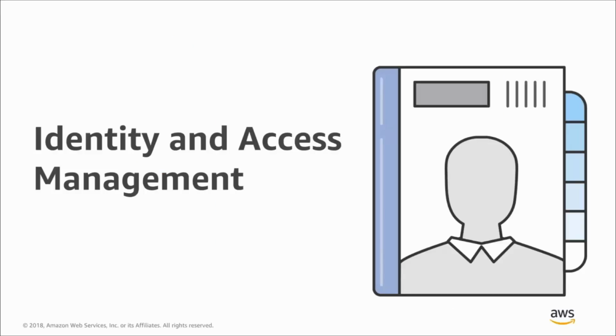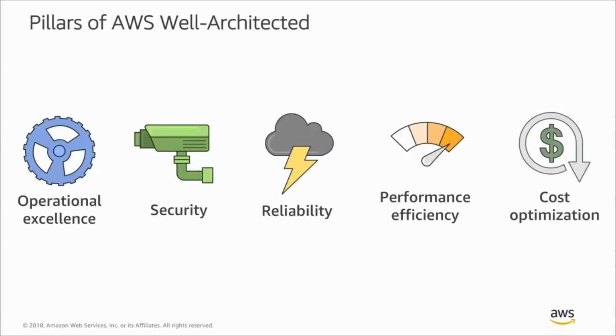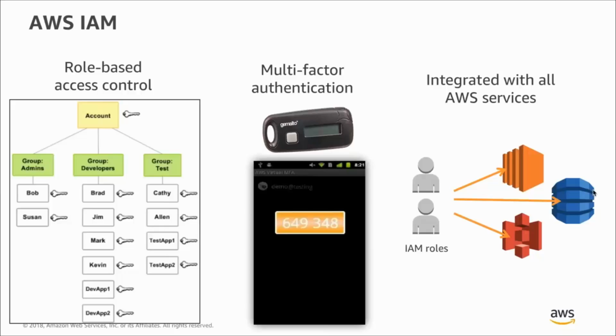Now onto our second topic, identity and access management. And just going back to the Well-Architected pillars, obviously security is one of those 5 pillars, and it's a very important pillar. And so AWS Identity and Access Management enables you to manage access to your AWS services and resources securely. Using IAM, you can create and manage AWS users and groups, but you can also create roles, and you can use those roles and integrate them into your corporate directory.